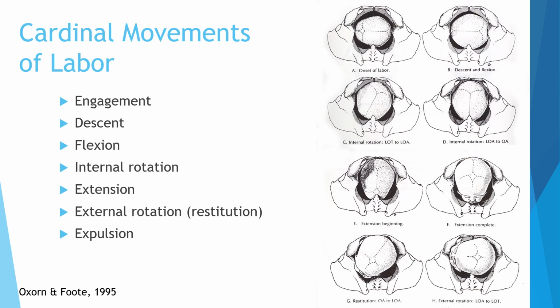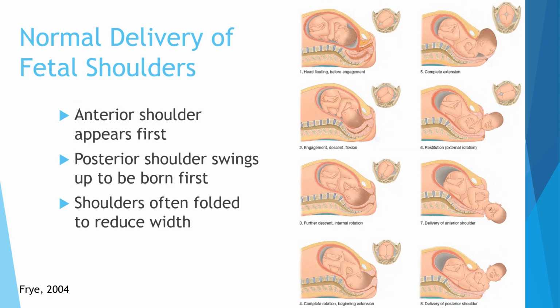So these are cardinal movements of labor typically towards the end at delivery time. And if we respect the birth process, you can actively see that happening. Normal delivery of the shoulders. This is what you would expect to see if you could look inside the mama during those cardinal movement rotations. The anterior shoulder will appear first, the posterior shoulder will swing up to be born, and then the shoulders will often fold to reduce the width, because after the head comes out, the shoulders are the widest part of the baby.